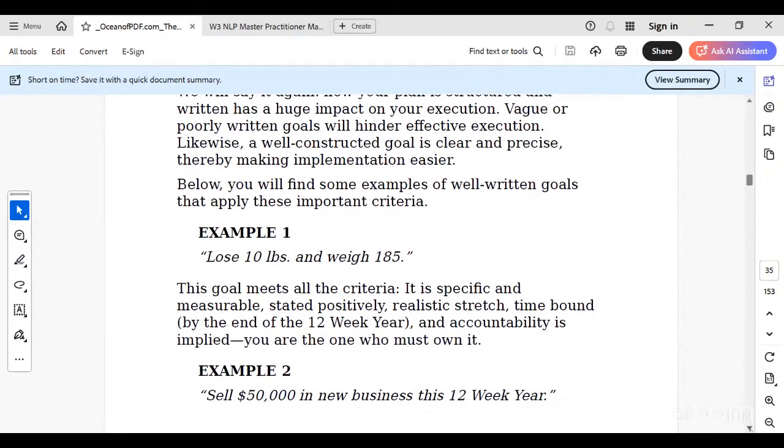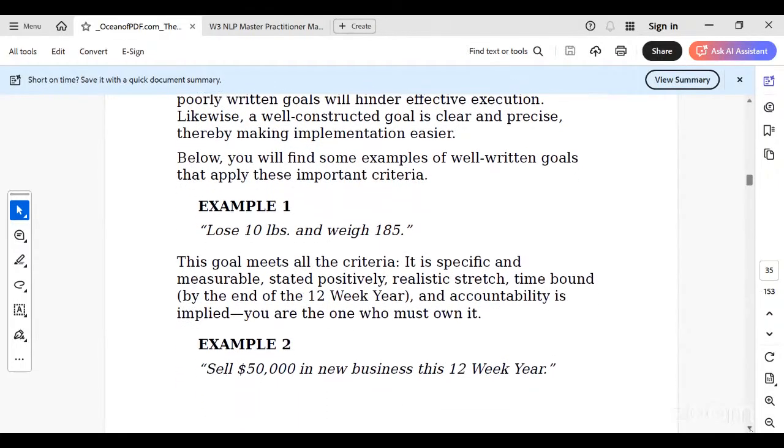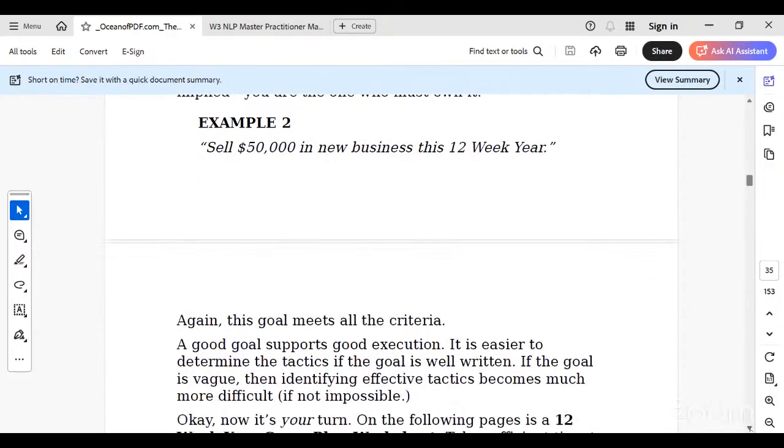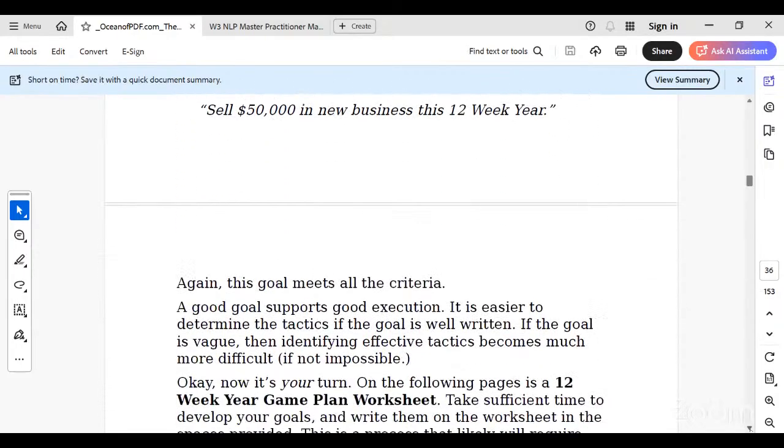Example 1, lose 10 lbs and weigh 185. This goal meets all the criteria. It's specific, measurable, stated positively, realistic stretch, time bound by the end of the 12-week year. And accountability is implied. You are the one who must own it. Example 2, sell $50,000 in new business this 12-week year. Again, this goal meets all the criteria. A good goal supports good execution. It is easier to determine the tactics if the goal is well written. If the goal is vague, then identifying effective tactics becomes much more difficult, if not impossible.